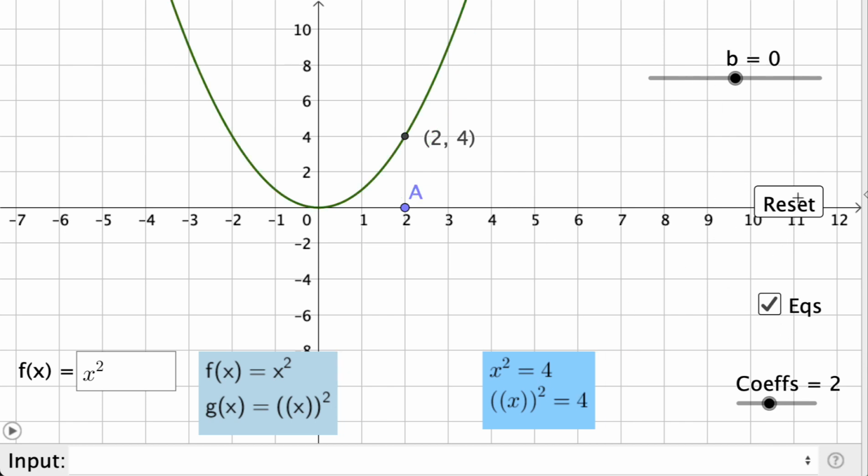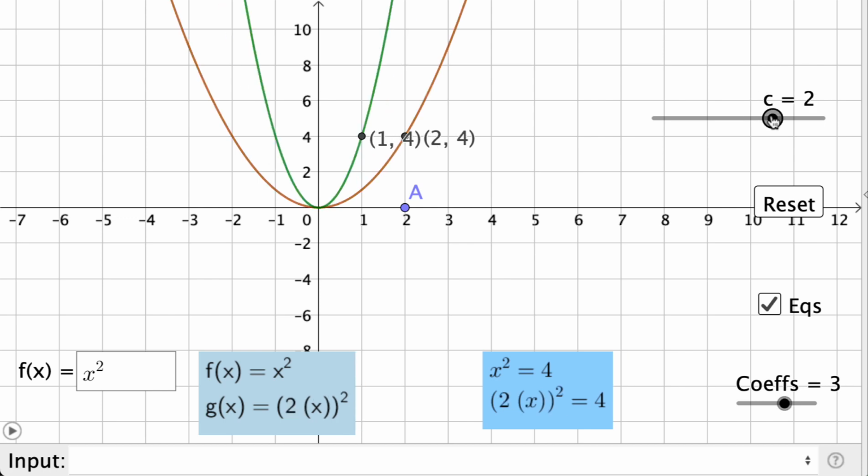All right, so let's take a look at what happens when we multiply. So we now have, again, the function x squared. What happens when we multiply, let's say, by 2? Whereas our original point was 2, 4, because 2 squared is equal to 4, now what we want is for 2 times x, squared, to be equal to 4. Well, that means that x has to be equal to 1, because 2 times 1 would give us 2, and then 2 squared would give us 4. So that means we've moved from the point 2, 4 to the point 1, 4.